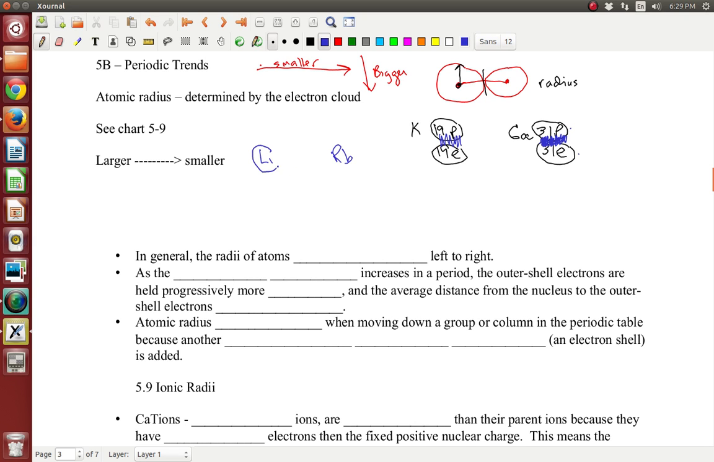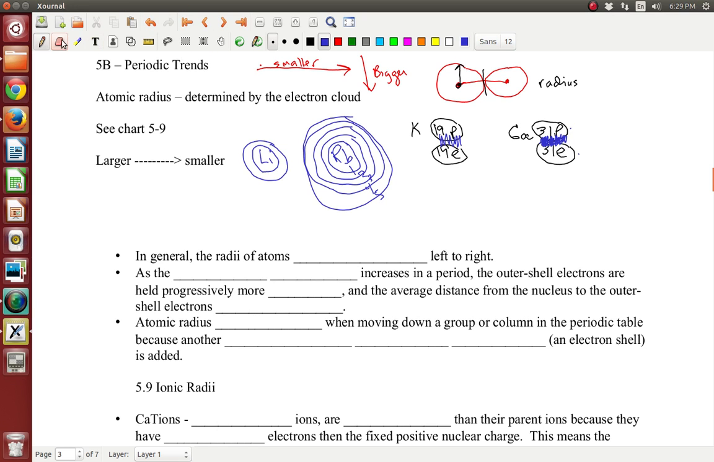So if I add 1 energy level, 2 energy levels, that's lithium. Rubidium, 1 energy level, 2, 3, 4, and 5. That was a terrible circle, but you can see 1, 2, 3, 4, and 5. Rubidium has 5 energy levels. Its atom is much larger. So if it adds another energy level, it's automatically larger.